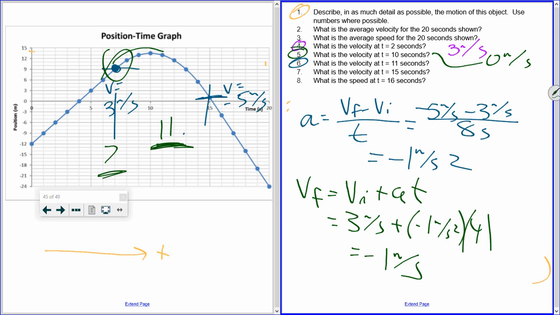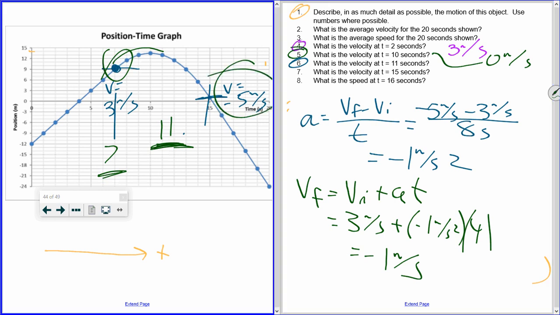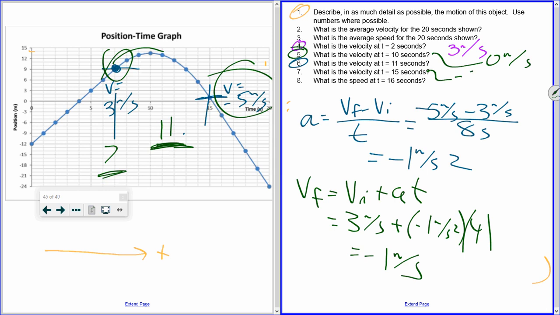All right, number 7, velocity after 15 seconds. We already established that was negative 5 meters a second. What's the speed at 16 seconds? Well, the speed is the same as the velocity, but without the negative, and so that's 5 meters a second. So this one is negative 5 meters a second. This one is 5 meters a second. All right, so that's the deal. That's stuff you should be able to do with position time graphs.